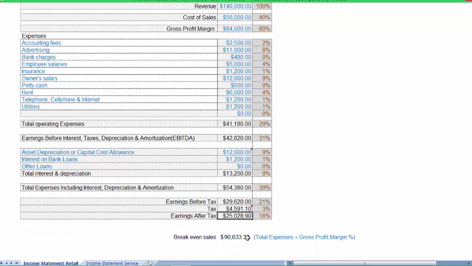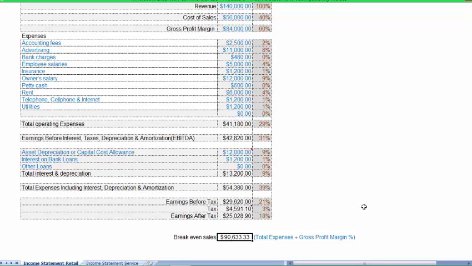The other thing we have here is the break-even point. Okay, so this is how much sales this business has to generate every year to survive. How do we calculate that? We took the total expenses, which is $54,380, which includes depreciation and interest on loans, and we divided by the gross profit margin, which in this case was 60%, giving us $90,633.33.